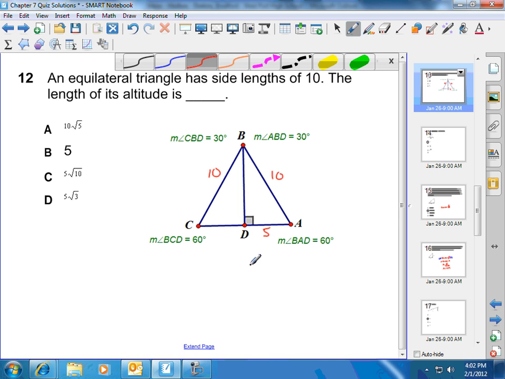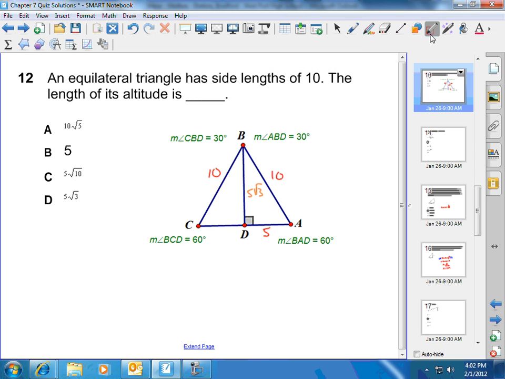So to find BD, we could do a couple things. We could use the Pythagorean theorem, or we can use our special right triangle theorem. The longer leg is the square root of 3 times the shorter leg. So 5 times the square root of 3 gives me the longer leg. So this is 5 square roots of 3 here. So we could use the special right triangle theorem, or we could use the Pythagorean theorem to get D.